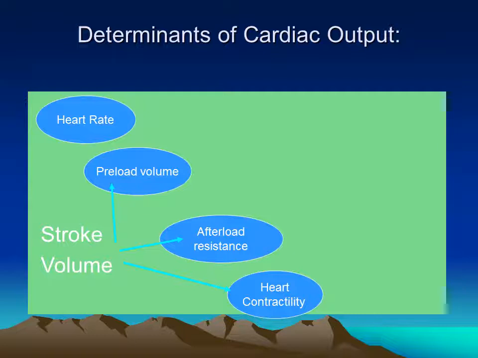The determinants of cardiac output, stroke volume, there you see the heart rate, preload, afterload, cardiac contractility. Now that we reviewed cardiac physiology and fluid balance and the determinants of cardiac output, which are the heart rate, the preload volume, the afterload resistance, and the cardiac contractility, we can now discuss cardiovascular medications in the treatment of hypotension.